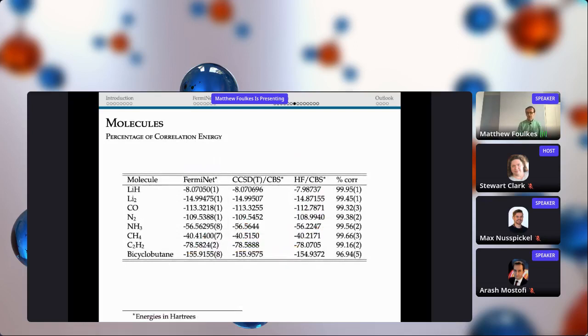I just wanted to show that, forget all the numbers in this table, we're getting 99-point-something percent of the correlation energy in all these molecules, except for some reason bicyclobutane we found hard. We don't really understand why. A typical variational Monte Carlo calculation might get 85%. So we're a couple of orders of magnitude better.